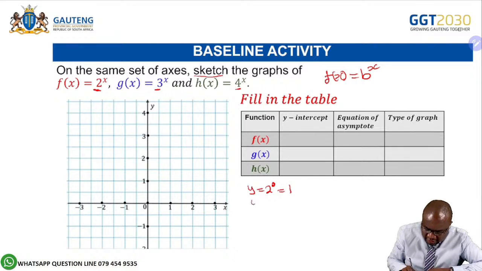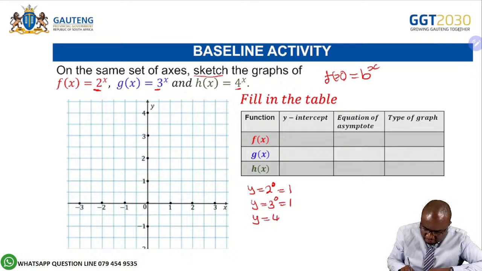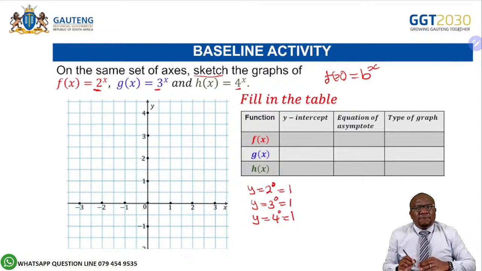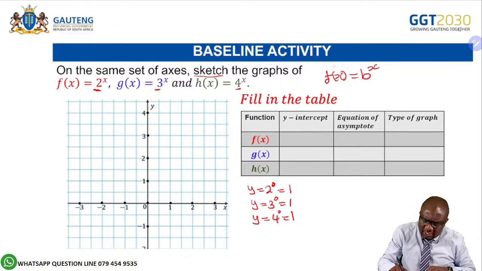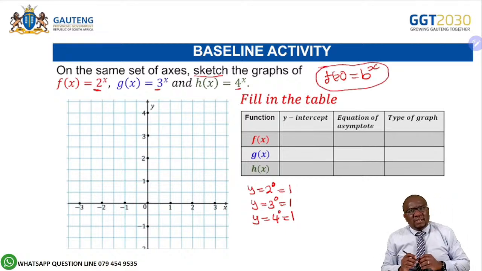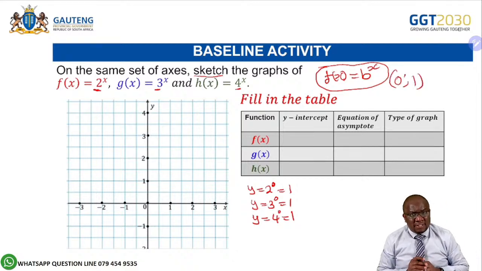And then for g of x again, y is equal to 3 to the power 0, which is equal to 1. Do you see that? And then for h of x again, y is equal to 4 to the power 0, which is equal to 1. So for all these functions, the coordinates of the y-intercept will be 0, 1. Do you see that? For this basic graph, remember we said the coordinates of the y-intercept will be 0, 1.